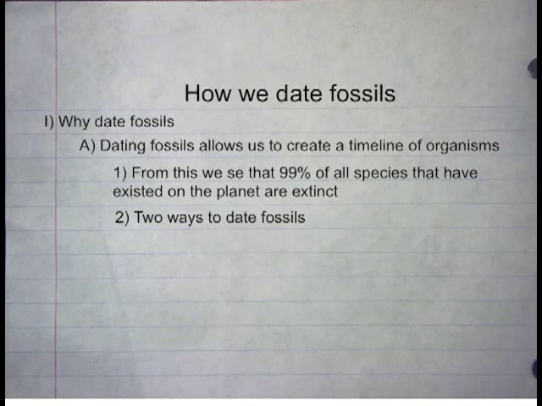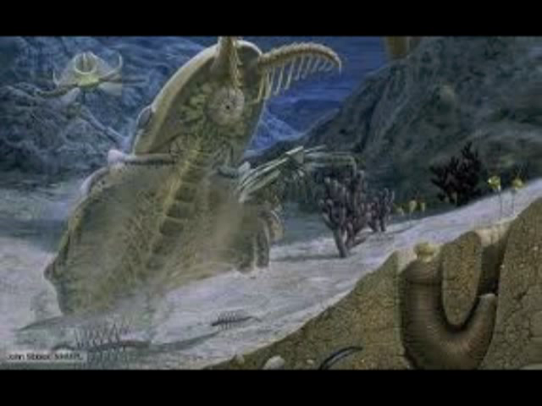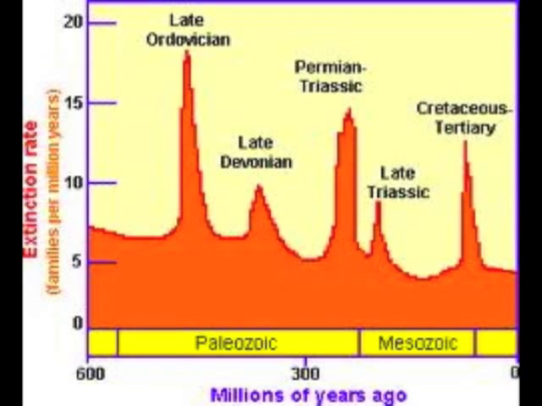Why we date fossils. Dating fossils allows us to create a timeline of organisms. From this, we see that 99% of all species that have existed on the planet are extinct now. There are two ways we can date fossils. Fossils have allowed us to see the wide variety of species that may have existed at one time or another, but this is only a snapshot as fossils are incredibly rare. From this, we can assume that there have been many major extinctions and many major species explosions.